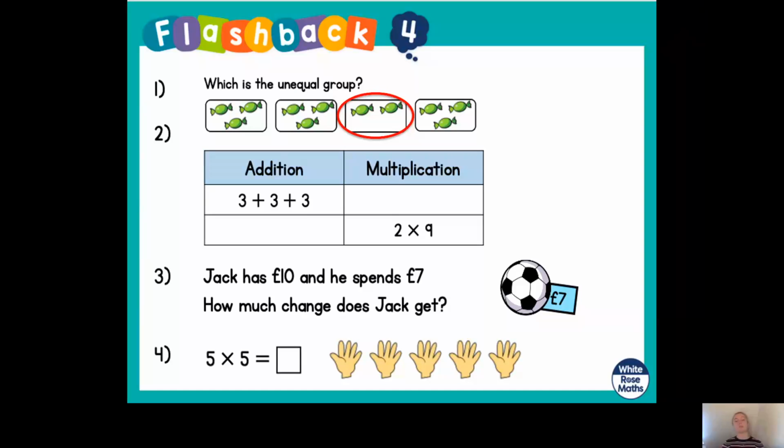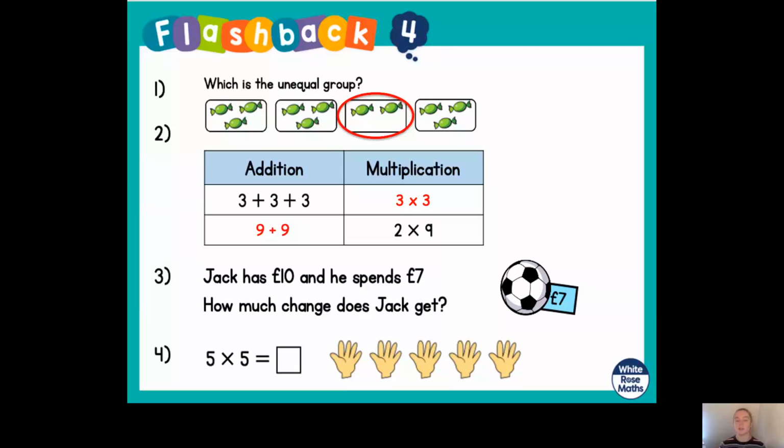Then number 2, 3 plus 3 plus 3. Well, remember when we do the multiplication, the first number represents how many groups there are, and the second represents how many in each group. So there are 3 lots of 3. So it'd be 3 multiplied by 3. Now the other way around, remember again, first number represents the amount of groups, second number how many in each group. So we're going to have to add 9 twice, aren't we? Because it's 2 multiplied by 9. So 9 plus 9.